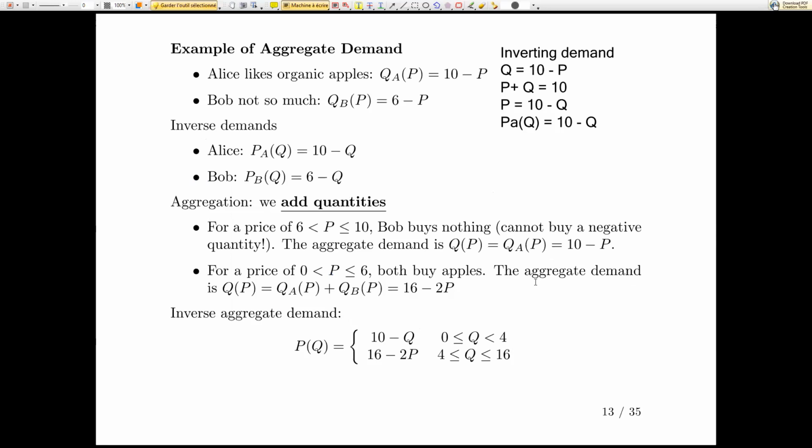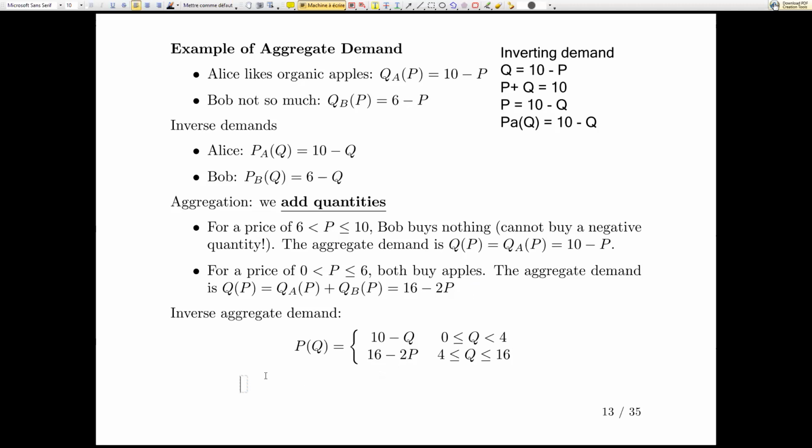So how do you find this? Well, first of all, you add up both of their demands, so Q is equal to QA of P plus QB of P. Oh, yeah, I made a mistake in my slide. So that's just making sure that I'm not mistaken. QA is 10 minus P, so that's 16 minus 2P. But now I need to invert this.